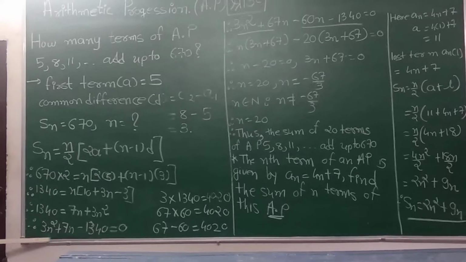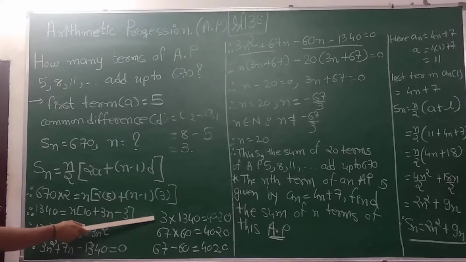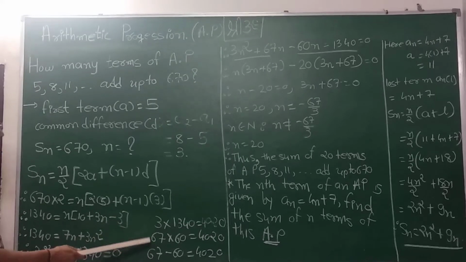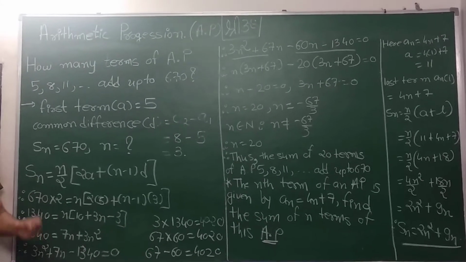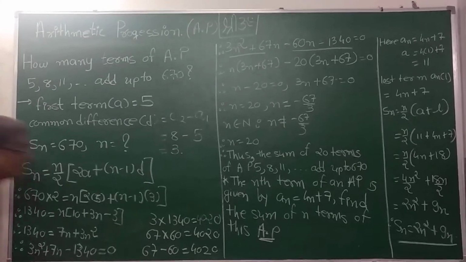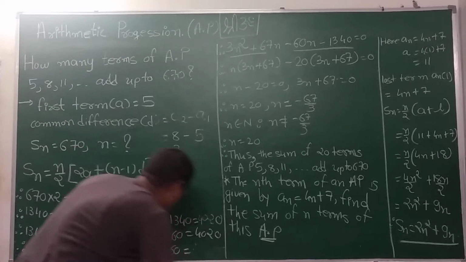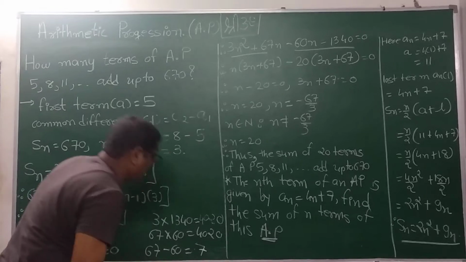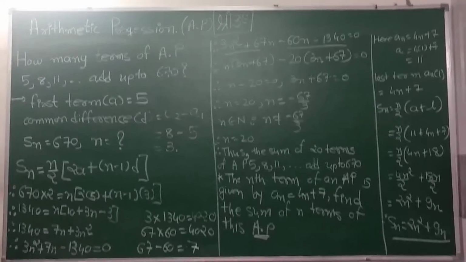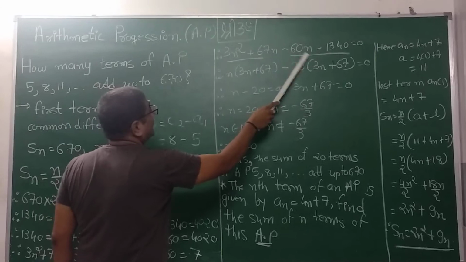That is a quadratic equation, solved by splitting the middle term. So 3 into 1340 is equal to 4020. We split in such a way that the product is 4020 and the difference is the coefficient of the middle term, that is 7. Now 67 minus 60 is equal to 7. We substitute that here. So that is 3n square plus 67n minus 60n minus 1340.